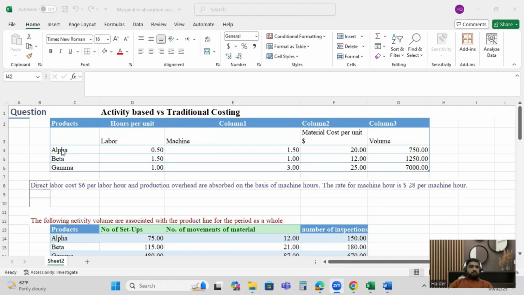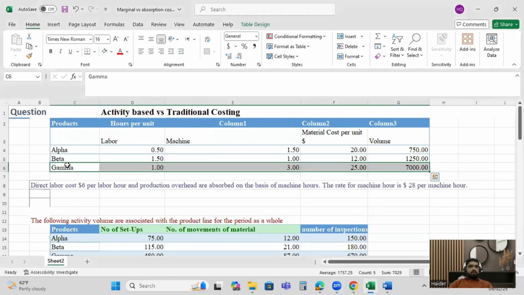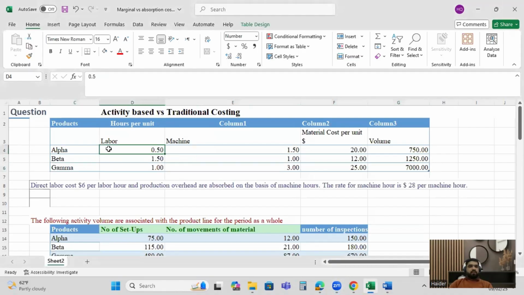It says we have three products to make: alpha, beta, and gamma. To make 1 unit of alpha, we need 0.5 labor hour, 1.5 hours for beta, and 1 hour for gamma. So these are the labor hours. The machine hours required for making each unit are 1.5 hours, 1 hour, and 3 machine hours. The material cost per unit is $20, $12, and $25. And the volume of production is 750, 1250, and 7000 units. That's the data given to us.